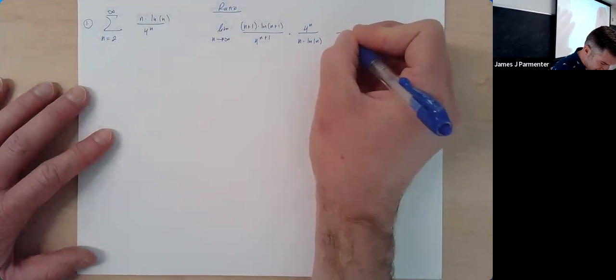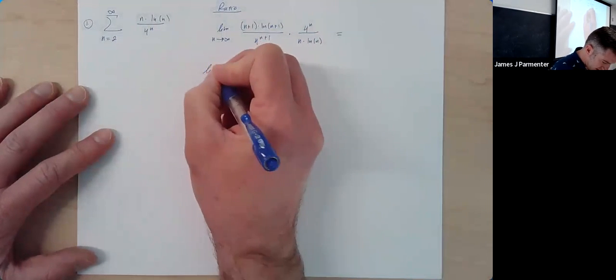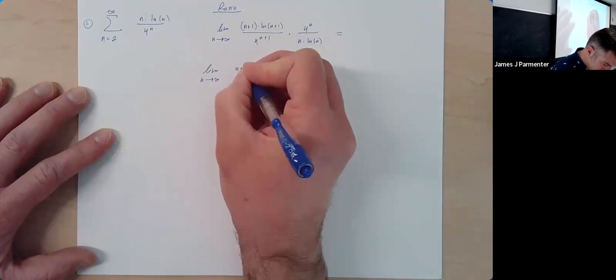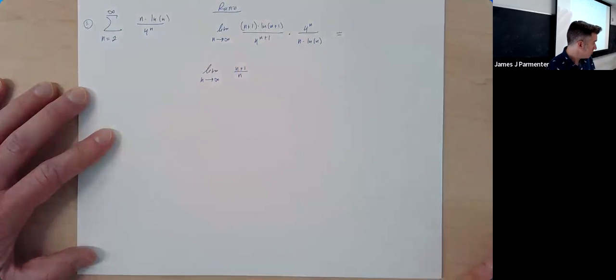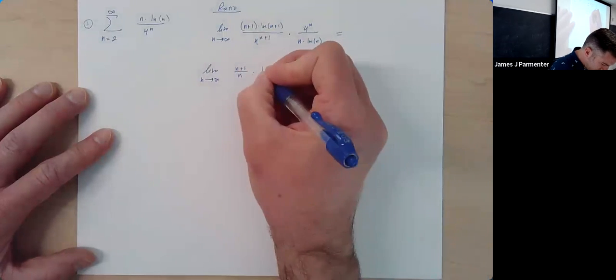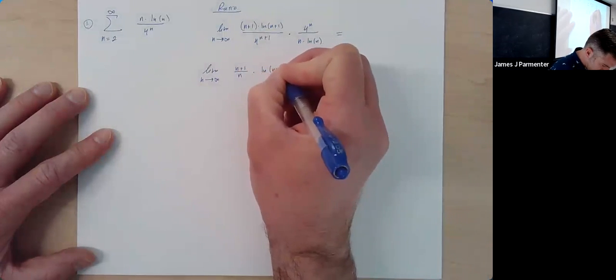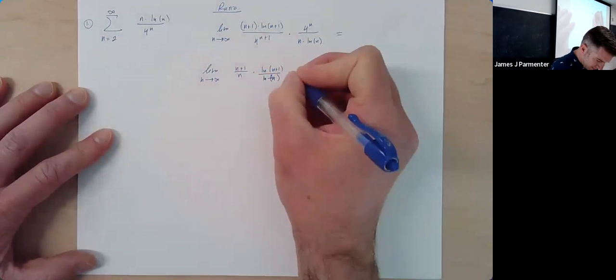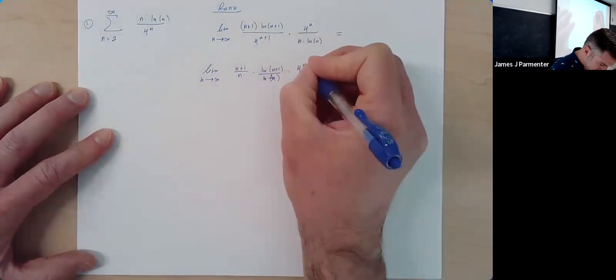So I'm going to rewrite this as the limit as n goes to infinity of n+1 over n. We know that's going to go to 1. And then natural log of n+1 over natural log of n, we'll have to deal with that in a second. And then finally, 4 to the n over 4 to the n+1.